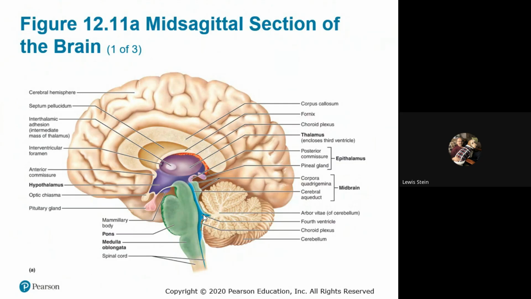Hopefully you've never been involved in a roadside event where a local police officer has asked you to walk a straight line with your eyes closed, or do this with your eyes closed. Okay, that's Romberg's. That's the field sobriety test.